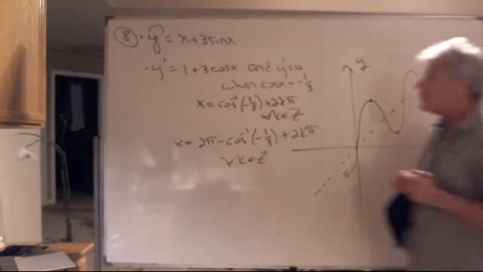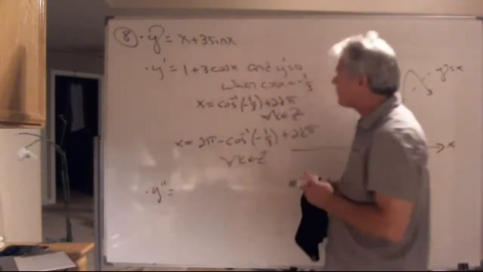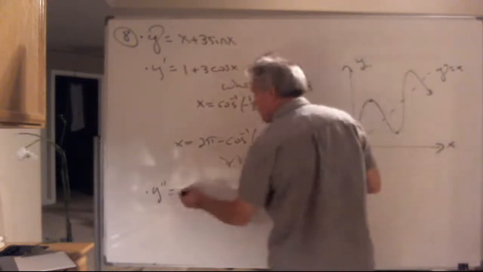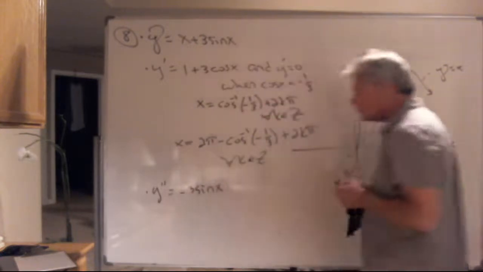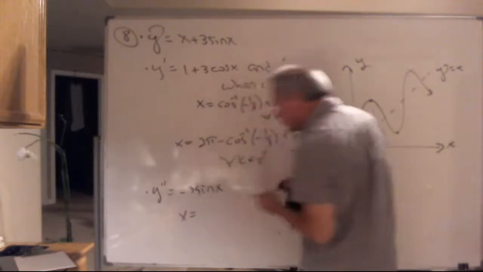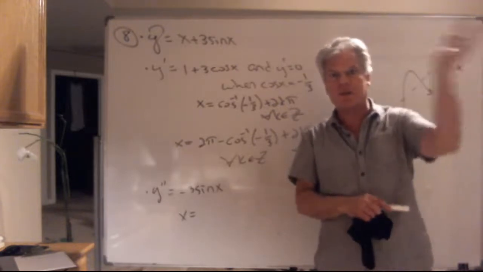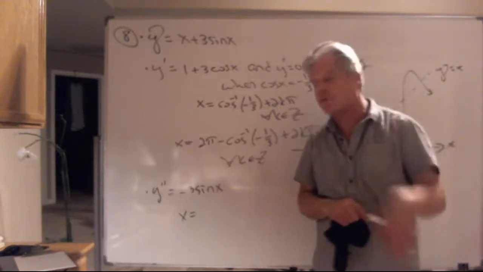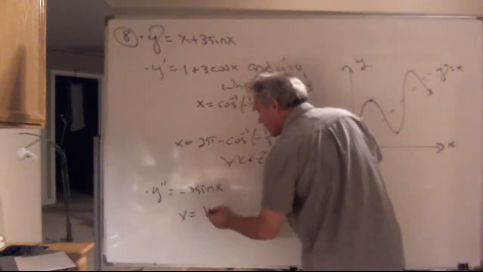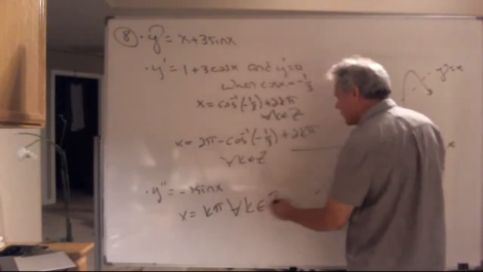Now to find the inflection points, I need the second derivative function, but that's going to be a piece of cake. Taking this piece right here and differentiating one more time is going to give me -3 sine of x. Which means the x coordinates of my inflection points are going to occur when the sine of x is equal to 0, when x is equal to 0, but also when x equals pi, and then 2 pi, and then 3 pi, and then 4 pi. And so I think it's happening at all integral multiples of pi, so k times pi for all k in the integers.